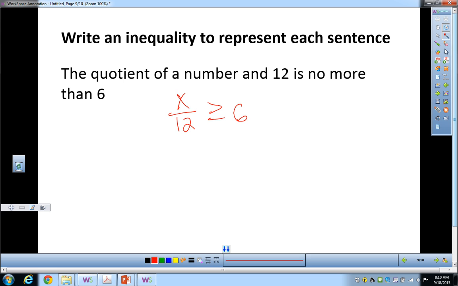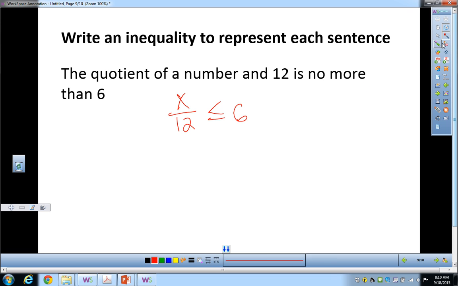Less than or equal to 6, okay? If it says no more than, all right, this can't be bigger than 6, right? So it's got to be less than or equal. You had that. What color? Pink. There's pink.